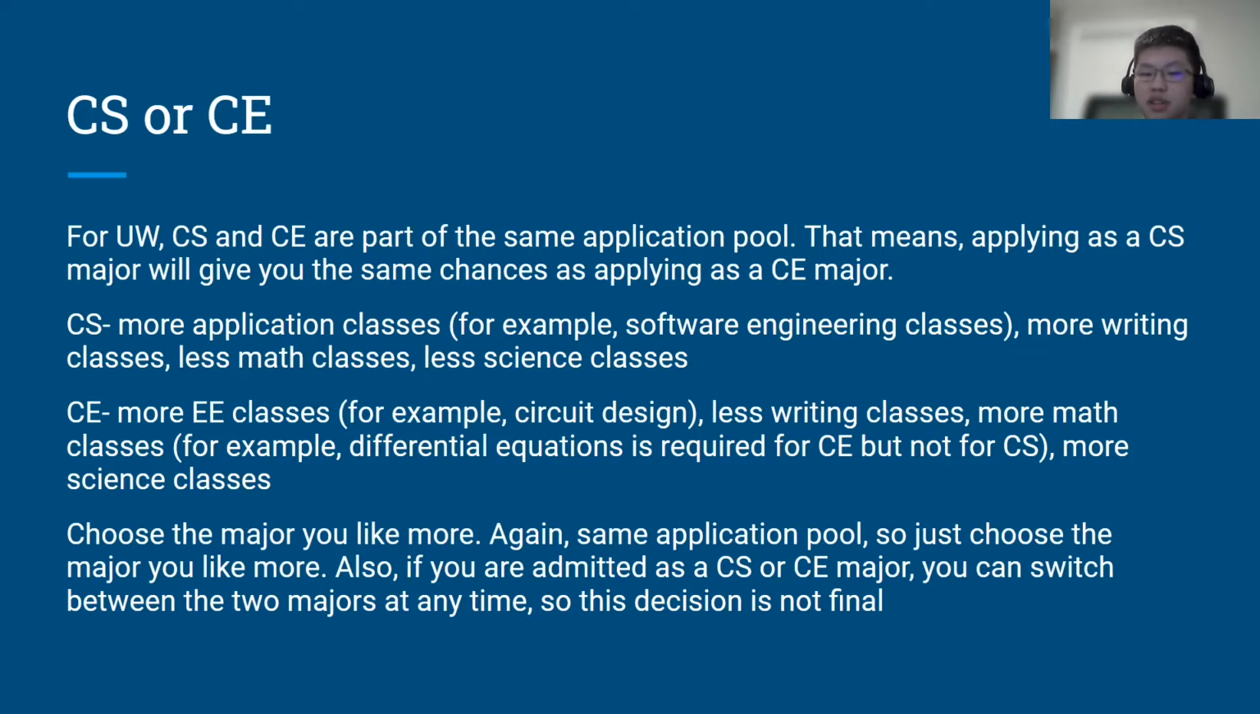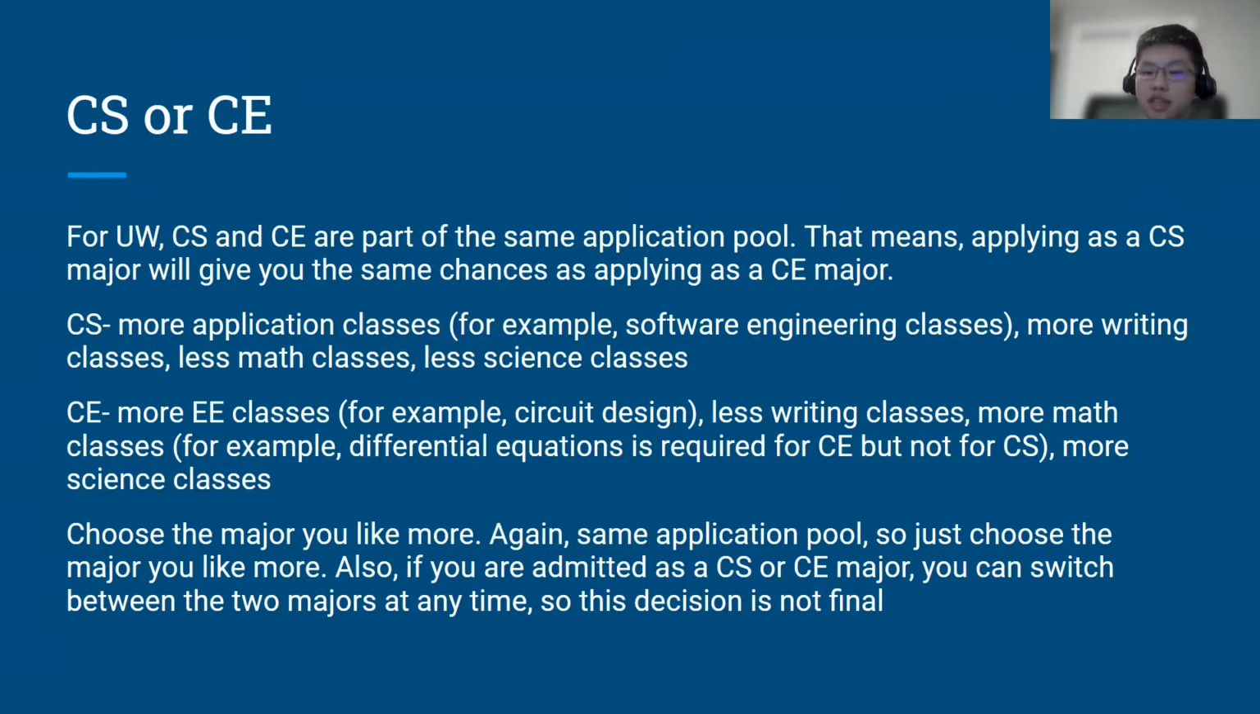Usually, let's say you are trying to transfer into CE, you have to fill out an application and everything. But if you are already a CS major, you can walk up to your advisor and say, I'm a CS major that wants to switch to CE. They give you a form, you fill it out, and you're now a CE major. So because you can freely switch between CS and CE at any time, this decision that you make right now is not final.